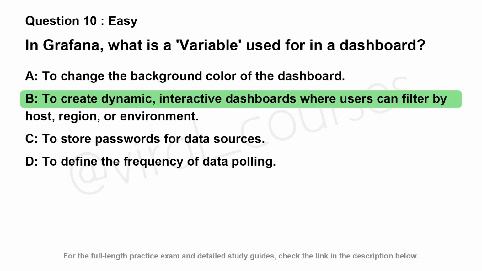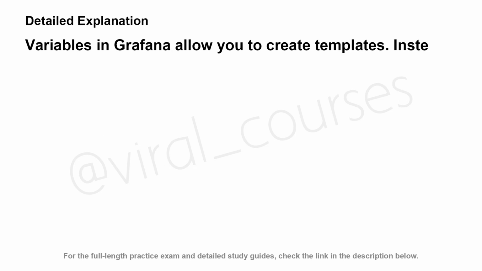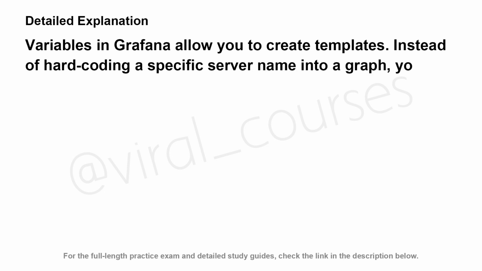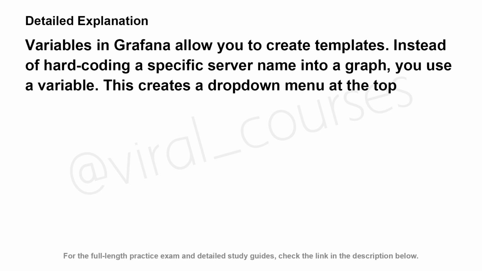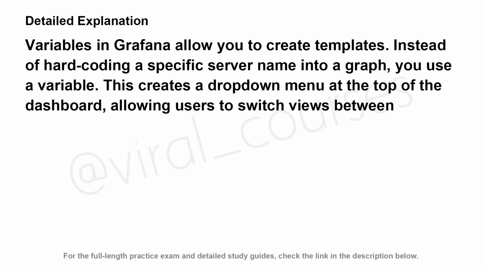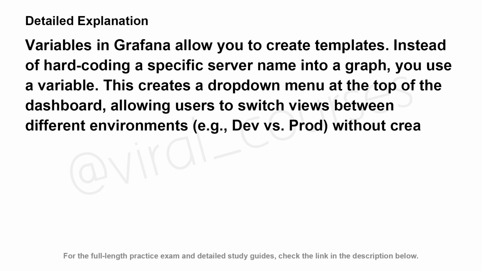The correct answer is B. Variables in Grafana allow you to create templates. Instead of hard-coding a specific server name into a graph, you use a variable. This creates a drop-down menu at the top of the dashboard, allowing users to switch views between different environments, e.g., Dev vs. Prod, without creating separate dashboards.